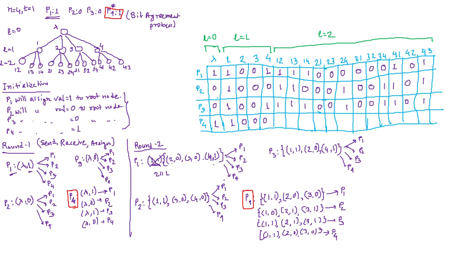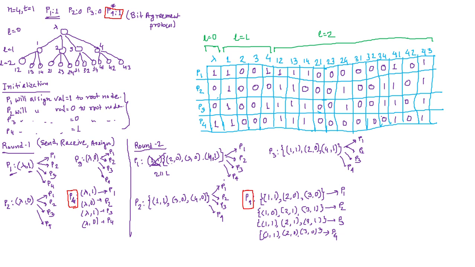For P4, starting from here, 2, 1 gets 0, 3, 1 gets 0, 4, 1 gets 1, 1, 2 gets 1, 3, 2 gets 0, 4, 2 gets 0, and here 1, 3 gets 1, 2, 3 gets 0, 4, 3 gets 1, and here 1, 4 gets 1, 2, 4 gets 0, 3, 4 gets 0.